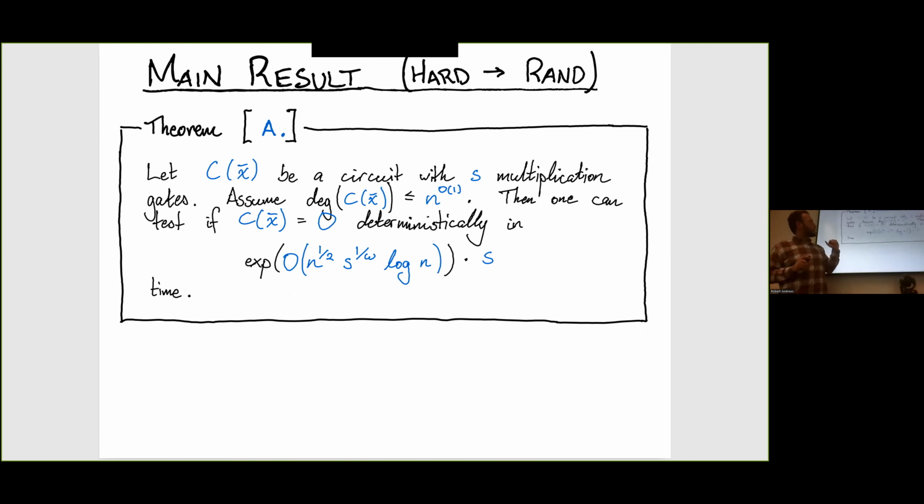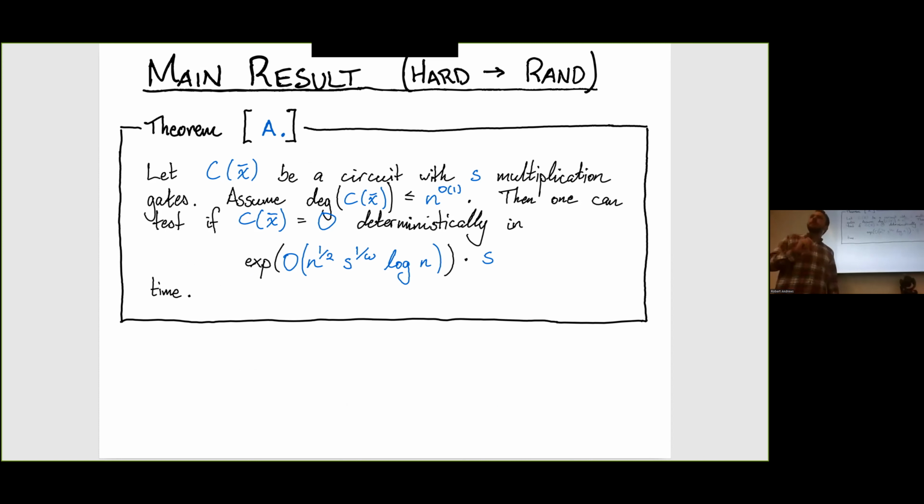Let's say I have some circuit that has S multiplication gates, and doesn't compute a polynomial of very large degree. Then you can test if that circuit is zero deterministically in this running time, something exponential in n to the 1/2 times s to the 1 over omega times log n, and then you add an extra s term because you actually need to evaluate the circuit. Why is the degree coming into the picture? Seems a bit sudden.